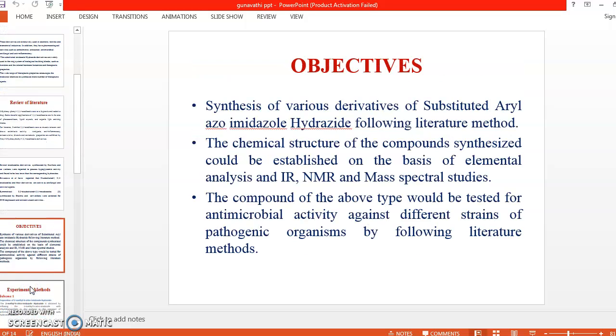Next, objectives. Synthesis of various derivatives of substituted aryl azo imidazole hydrazine following the literature method. The chemical structure of the compounds synthesized could be established on the basis of elemental analysis and IR, NMR and mass spectral studies. The compounds of the above type will be tested for antimicrobial activity against different strains of pathogenic organisms by following literature methods.